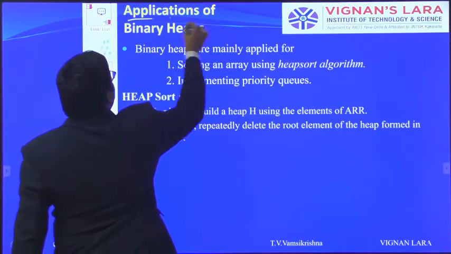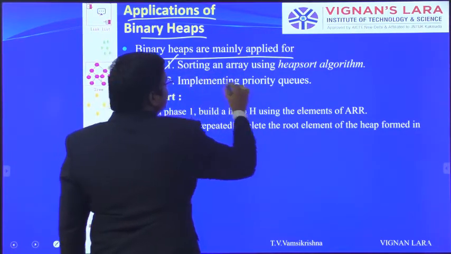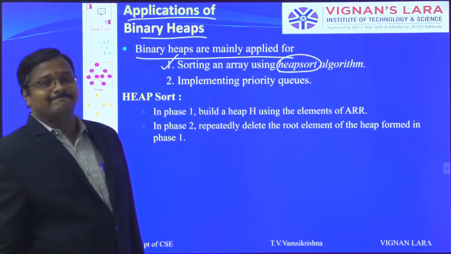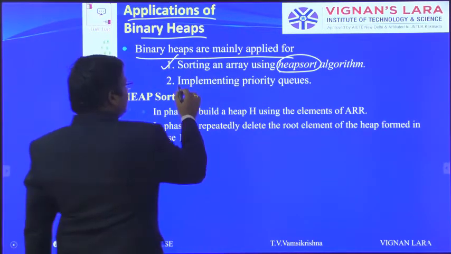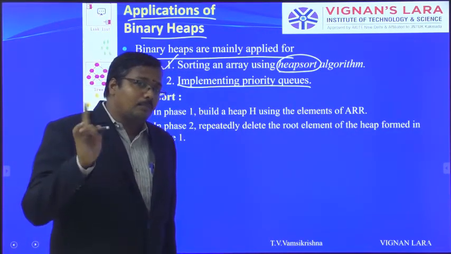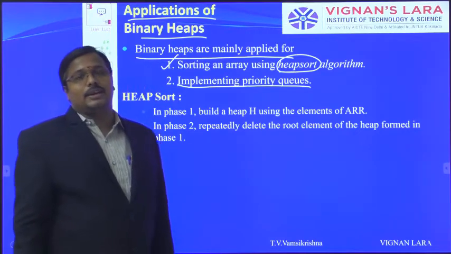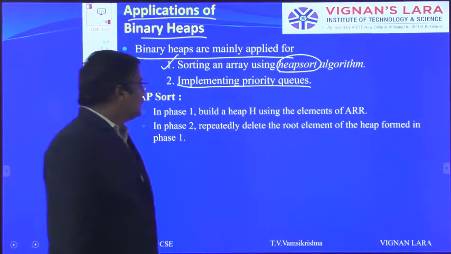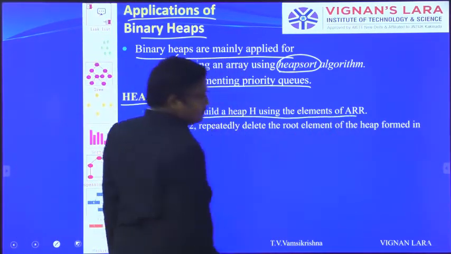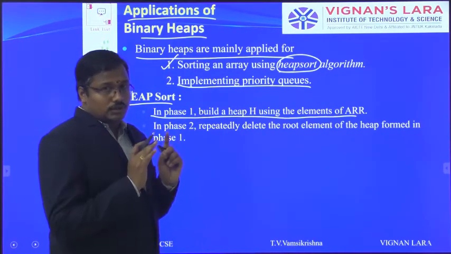So, applications of binary heaps. Binary heaps are mainly applied for two things: one, very important in your syllabus, the heap sort algorithm, and second, implementing priority queues. Priority queues are a type of queue we already learned in the previous unit. Next, heap sort. In phase 1, build a heap. I told you how to construct a heap. First we have to construct a heap.